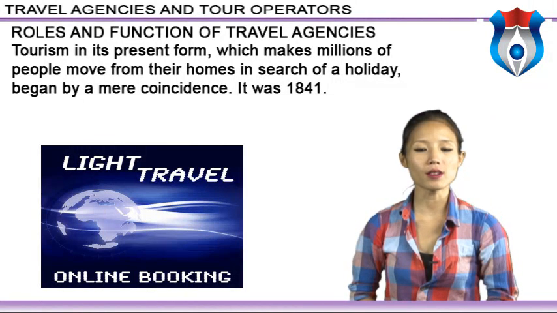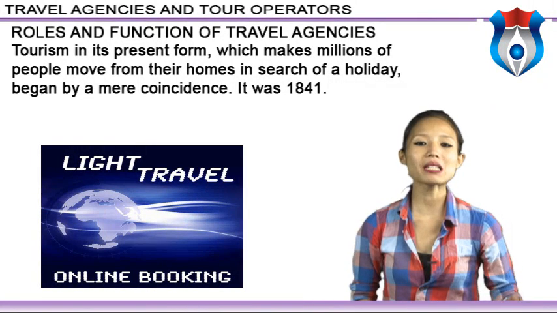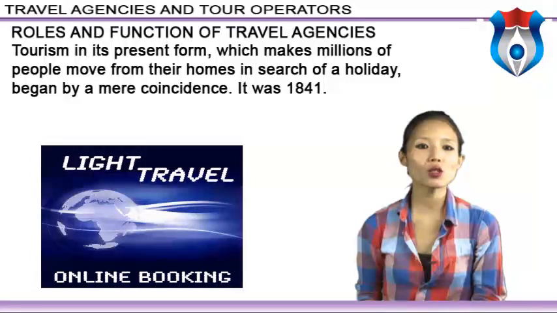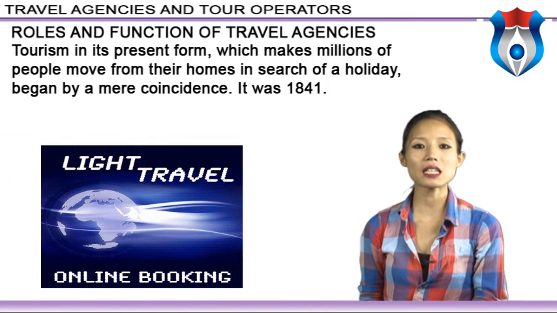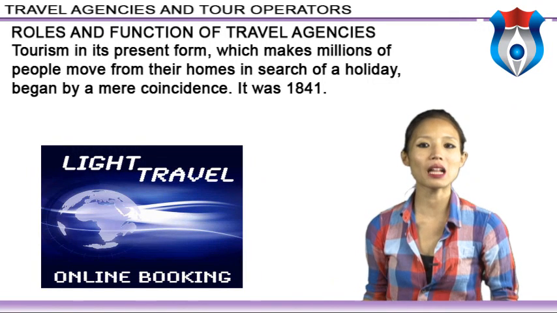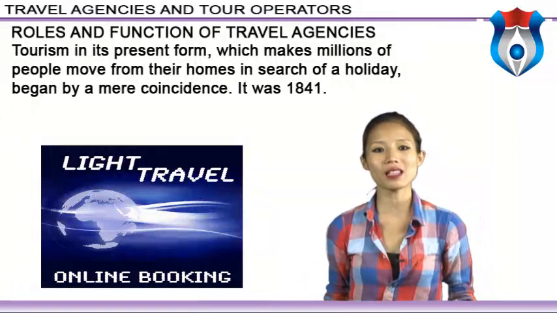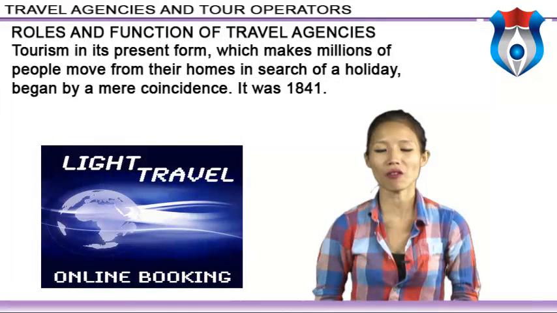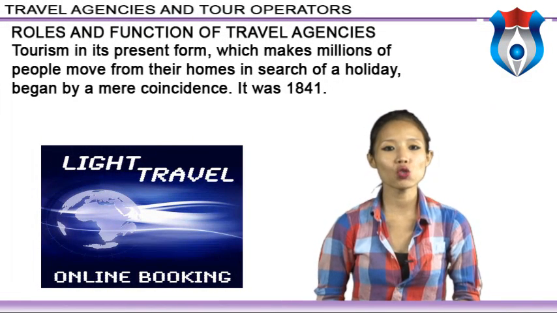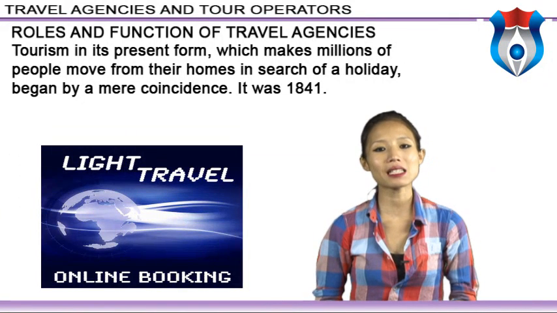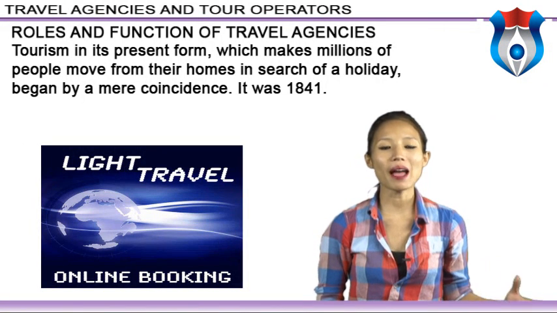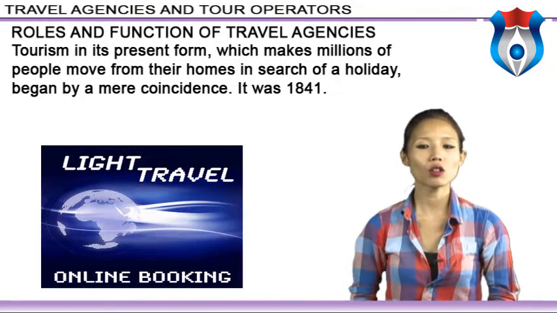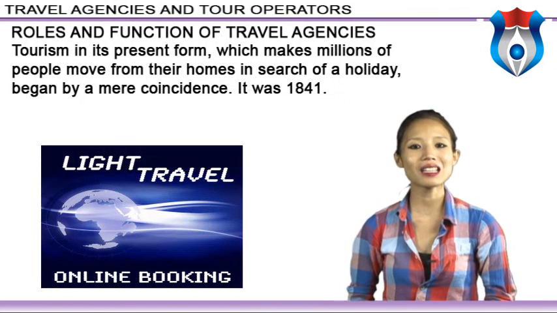Tourism in its present form, which makes millions of people move from their homes in search of a holiday, began by a mere coincidence. It was 1841. Thomas Cook, a very intelligent and active member of a temperance society of England, organized a trip by train for 570 members of his society to a distance of 22 miles. He was the first agent to buy tickets in bulk to sell them back to other people. The experiment succeeded and everybody was happy. The cost of the return trip was only 1 shilling each.